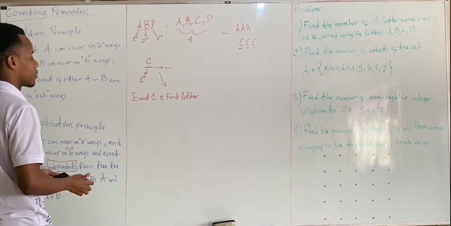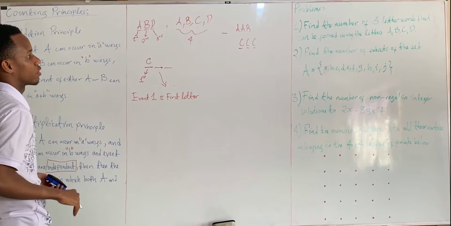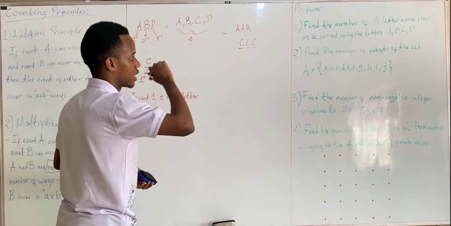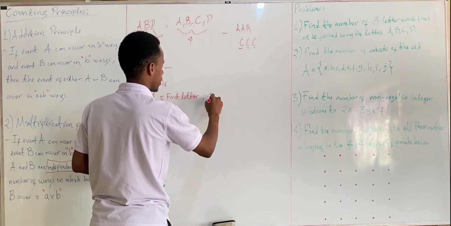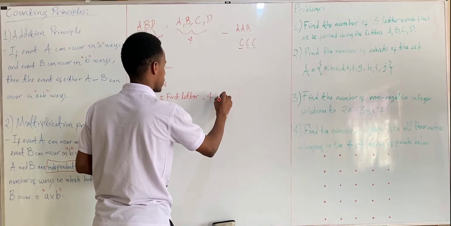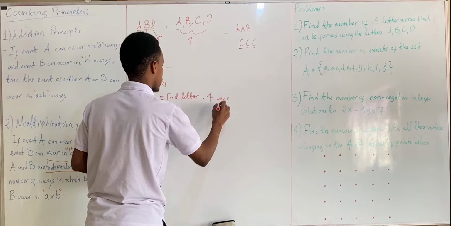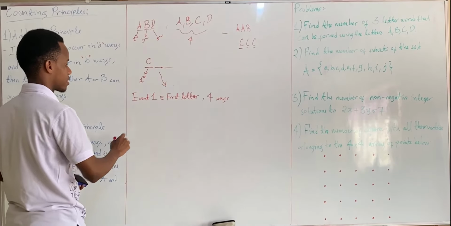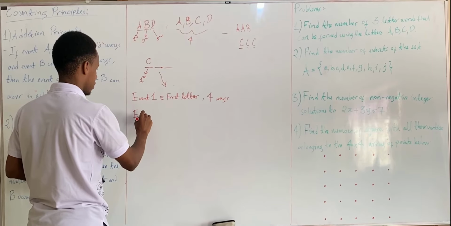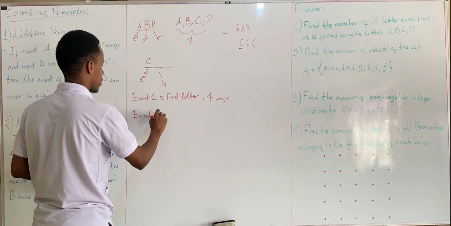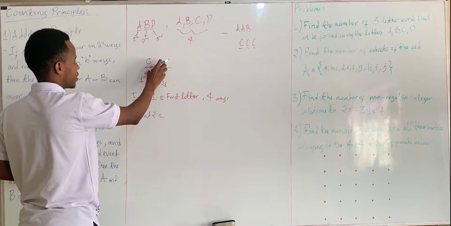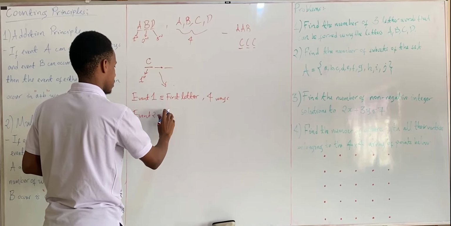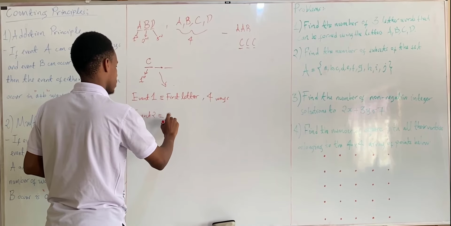Now the first letter can be either of the four original letters, A, B, C, or D. So the first event can occur in four different ways. That is the first event. The second event is the letter on the middle position, the second letter.